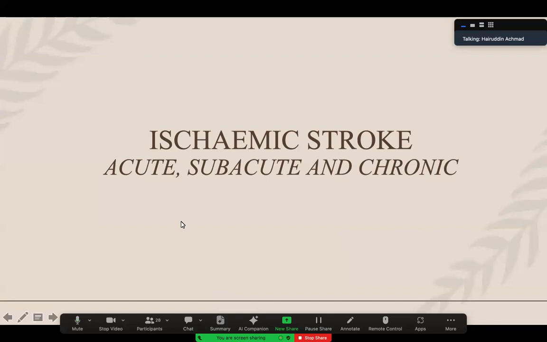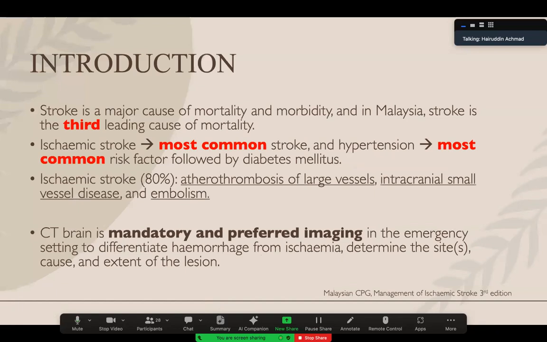Okay, so stroke is a major cause of mortality and morbidity worldwide, and it is the third most common cause of mortality in Malaysia after heart disease and pneumonia. Ischemic stroke is the most common, and hypertension is the most common risk factor, followed by diabetes mellitus. Ischemic stroke is more common compared to hemorrhagic stroke. It accounts for up to 80% of cases, and the common causes are thrombosis from atherosclerotic disease of the large vessels or intracranial small vessel disease, and embolism from elsewhere.